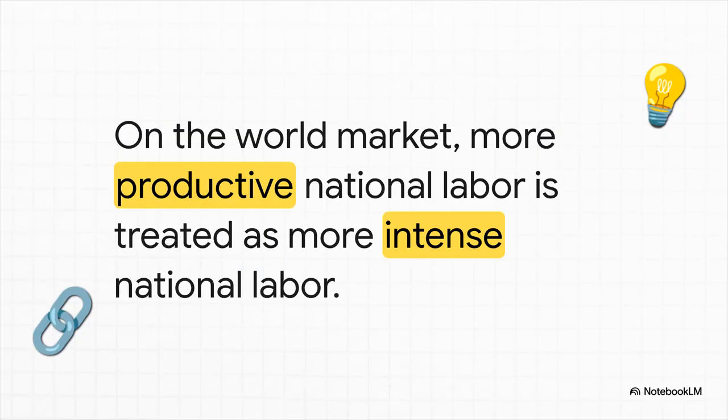So this brings us right back to Marx's big modification. The world market essentially equates a nation's productivity with its labor's intensity. An hour of labor in a highly productive country functions as if it were an hour of more intense labor. It creates more value than an hour of less productive labor, regardless of how much effort the individual worker is putting in.